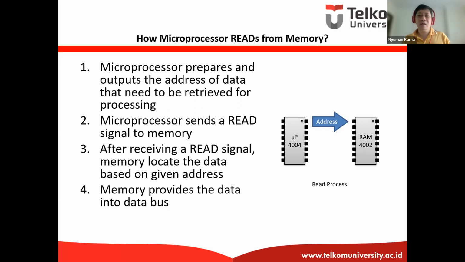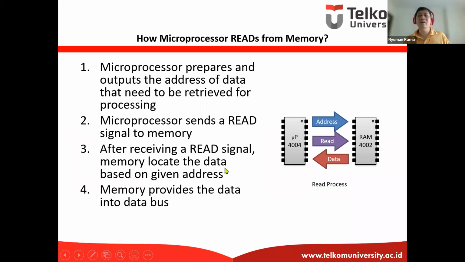And then the microprocessor will send a read signal to the memory. Now I want to read from you. The memory will understand, okay, someone wants to read me. But at which location, which data do you want to read? Then I need to send the address. Oh, you want to read at this location. Then the memory will give the data onto the data bus.